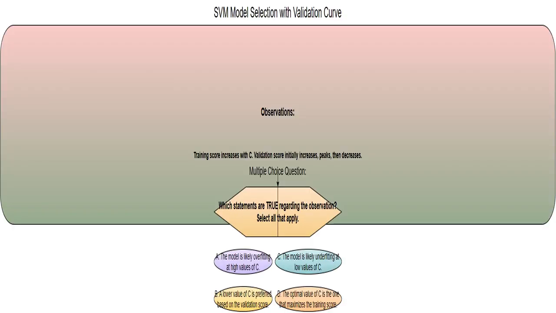Here, we are observing two things. First, as we increase C, the training score improves. This means that the model is doing a better job of correctly predicting the data it has already seen. However, this doesn't always translate to better performance on new, unseen data. That's where the second observation comes in. Second, the validation score is observed.